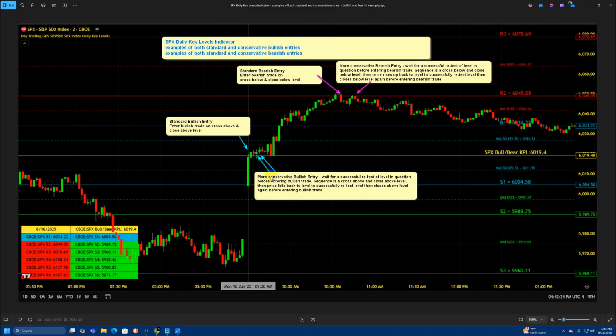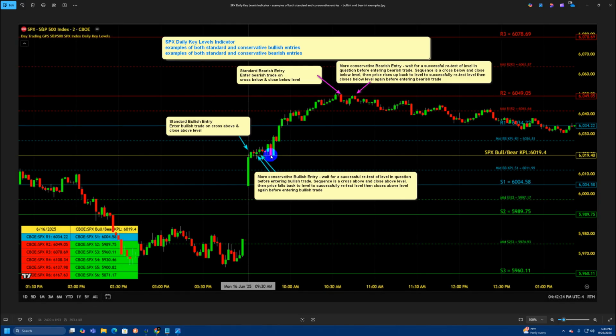Or if taking the more conservative bullish entry approach, you're waiting for a successful retest, for price to fall back to the level in question but still close above the level in question, and that is your successful retest. So you could have entered on this candle, or if you did not on that one, you could have entered on this candle here, and it did retest the level.